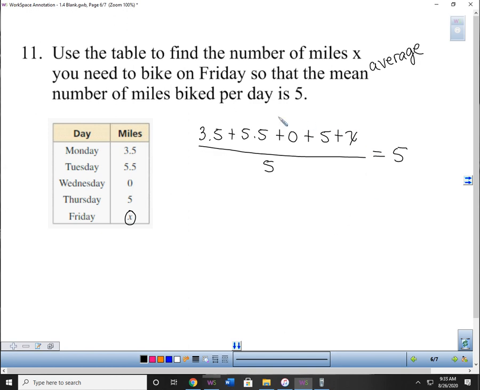All right, so on top I have a bunch of like terms, correct? So I'm going to add those together. 3.5 plus 5.5 plus 5 plus the 0 gives me 14. So on top I have 14. So I just put this one, this one, this one, and this one together. And then I still have my plus X divided by 5 equals 5. All right, so I'm still trying to solve for this X, right?